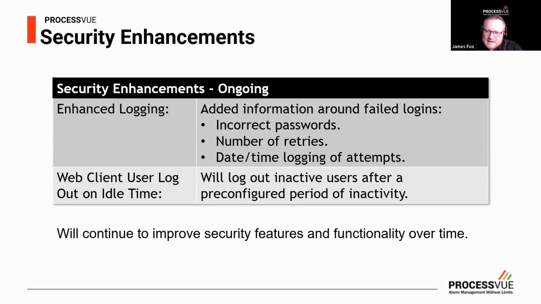So what we've done is we've enhanced the logging into the ProcessVue database. So when somebody logs on to ProcessVue and they attempt the login and they supply the wrong password, we log all the relevant information about that attempt. We'll log the incorrect passwords, we'll log the number of retry attempts that there were, and we'll also log the date and time. So you've got more insight as to who's trying to log into the system.